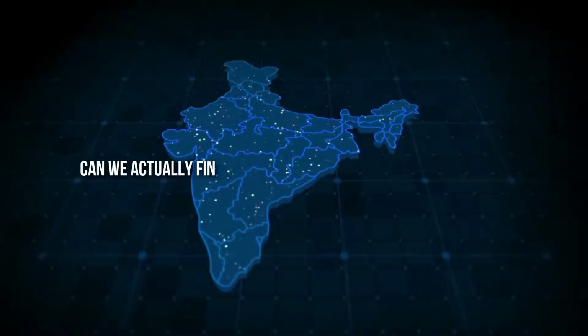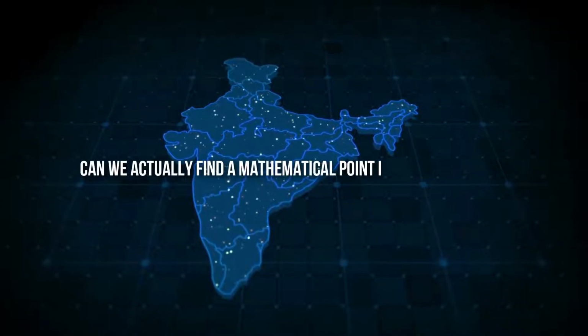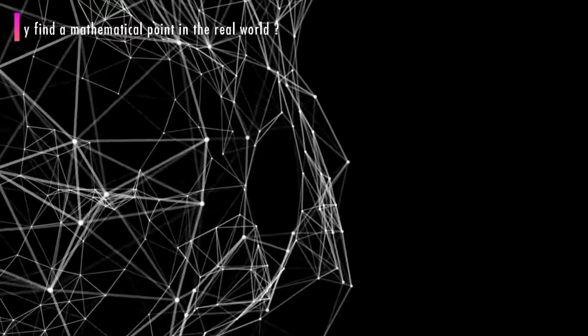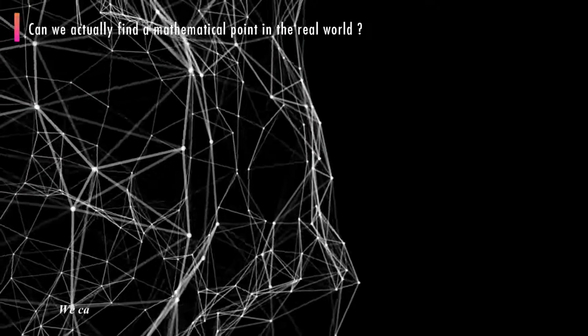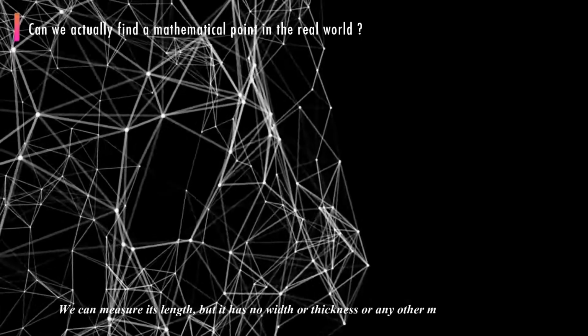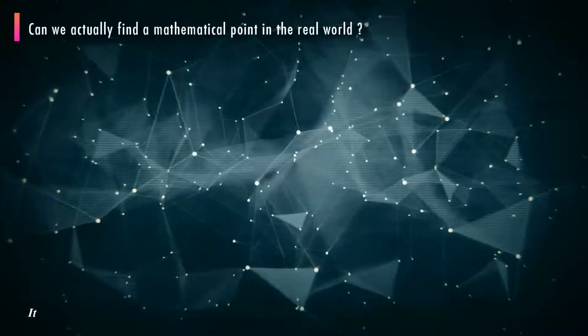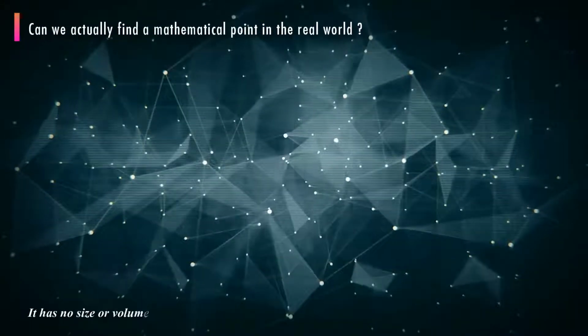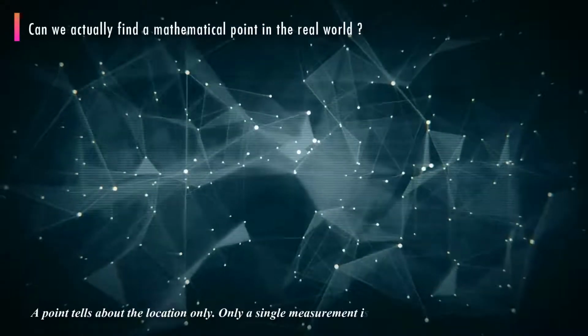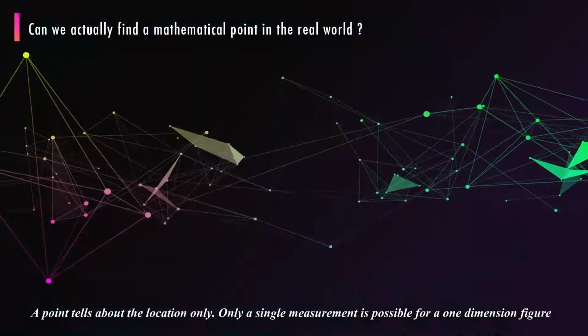Now the question arises, can we actually find a mathematical point in the real world? If we carefully observe the definition of a point, we can find that we can measure its length, but it has no width or thickness or any other measurable features. It has no size or volume. A point tells about the location only. Only a single measurement is possible for one dimension figure.